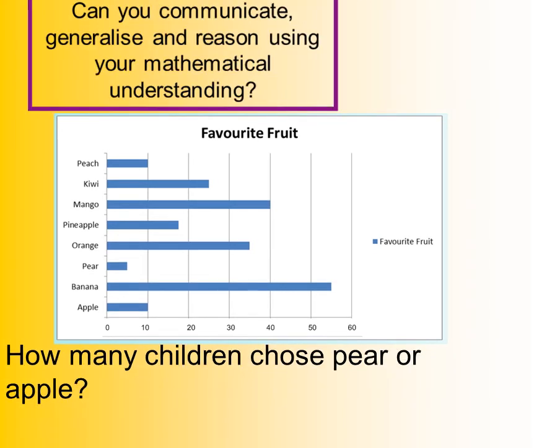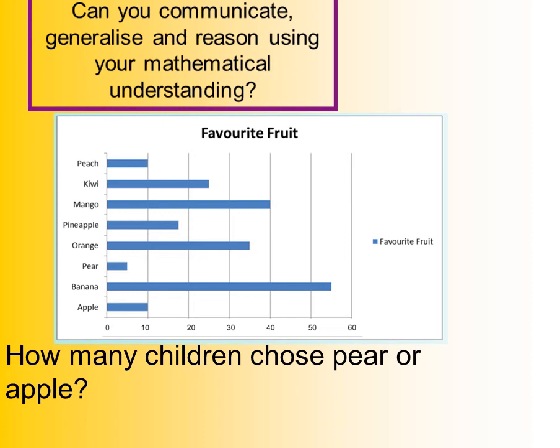Same bar chart again. Now we want to know how many children chose pear or apple. So we want to know the people who chose pear and the people who chose apple, and we want the total. So the total number of children who chose pear or apple. So we've got to do a bit of adding for this one. Let's have a look at pear first. It's that shortest one, the least popular. It's halfway between 0 and 10.